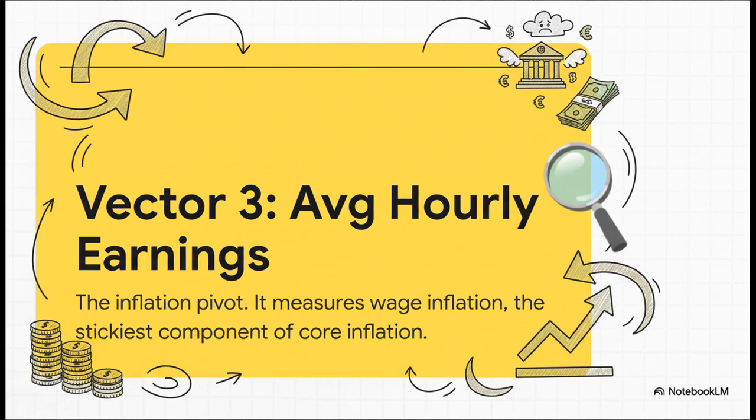Average hourly earnings. This is the inflation number. It's all about wages. And wage growth is the kind of sticky inflation that central banks like the Fed really fear because it can kick off a nasty wage price spiral.